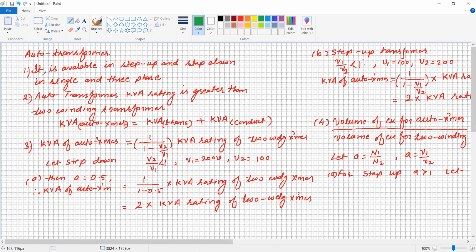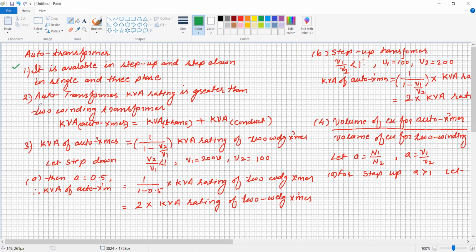So the first point is that transformers are available in step up and step down, single phase as well as three phase. We can make an auto transformer in either the step up or step down category. At the same time, it can be used in single phase and three phase. That is, we can make a three phase auto transformer and a single phase auto transformer. So this is our first point.